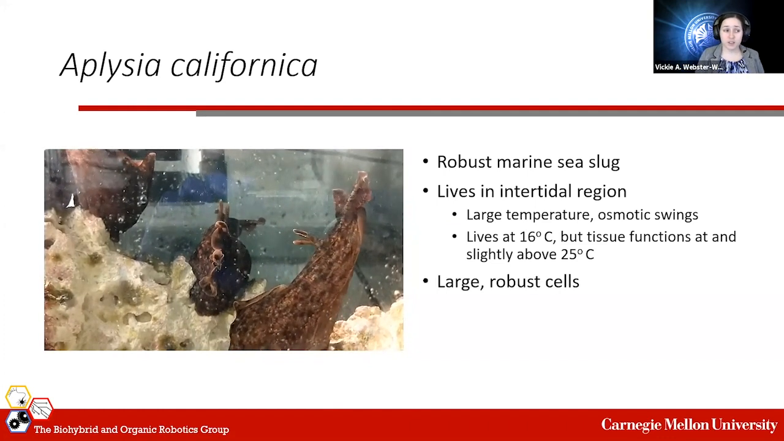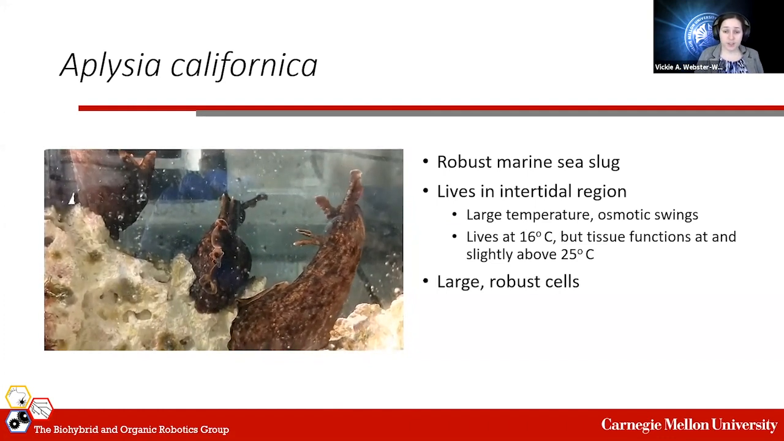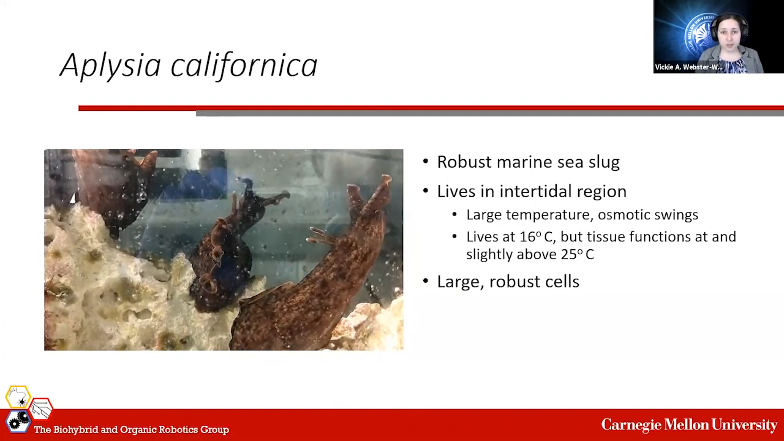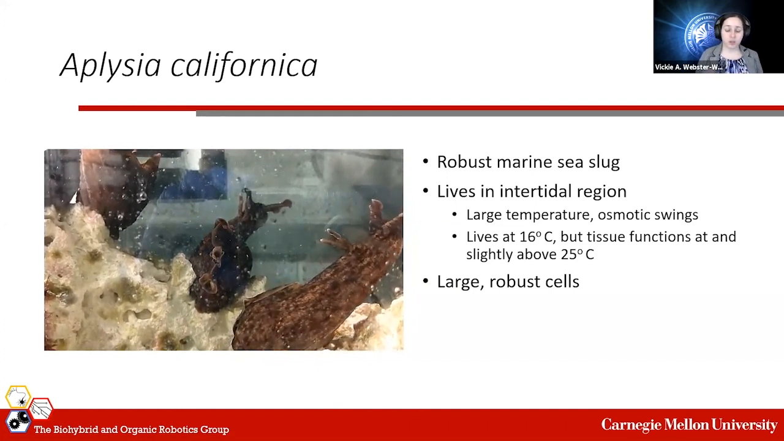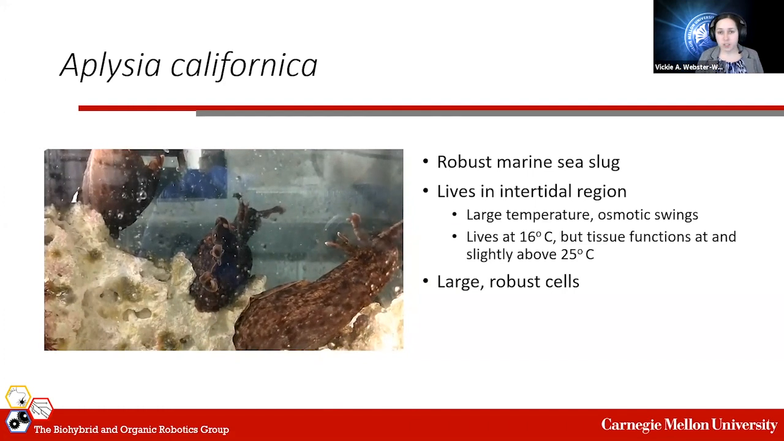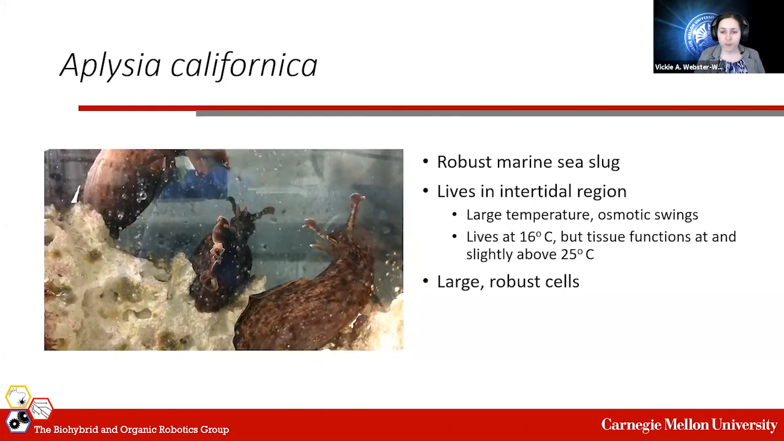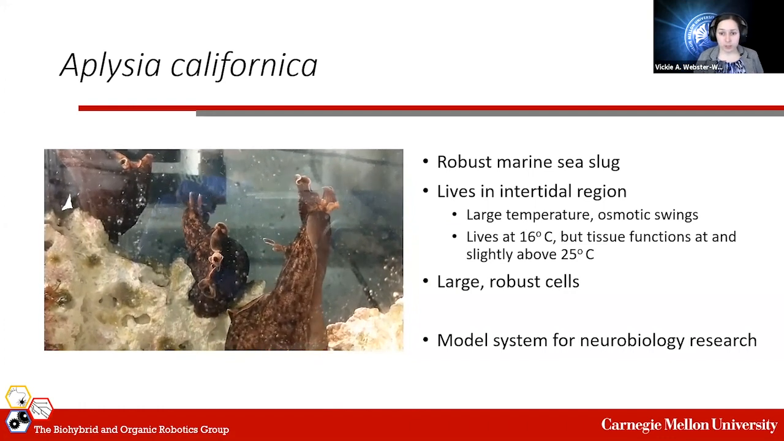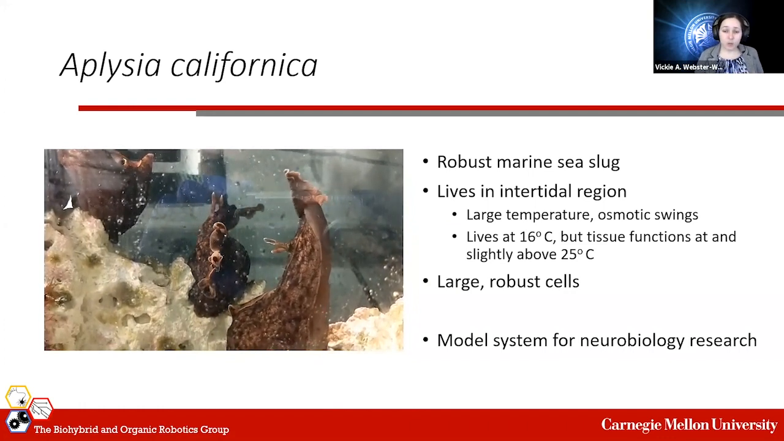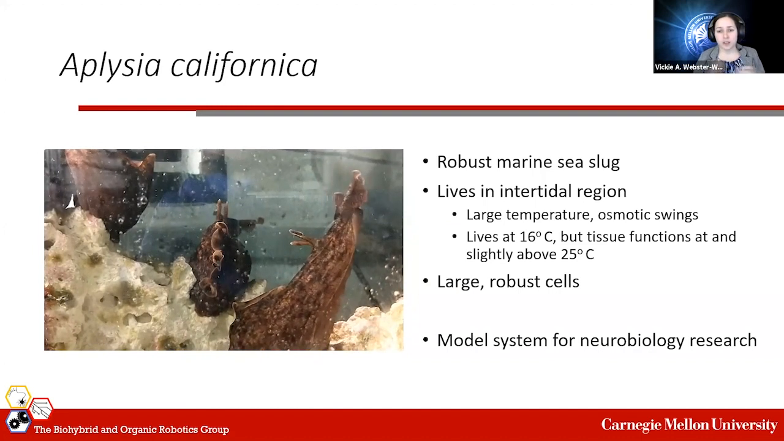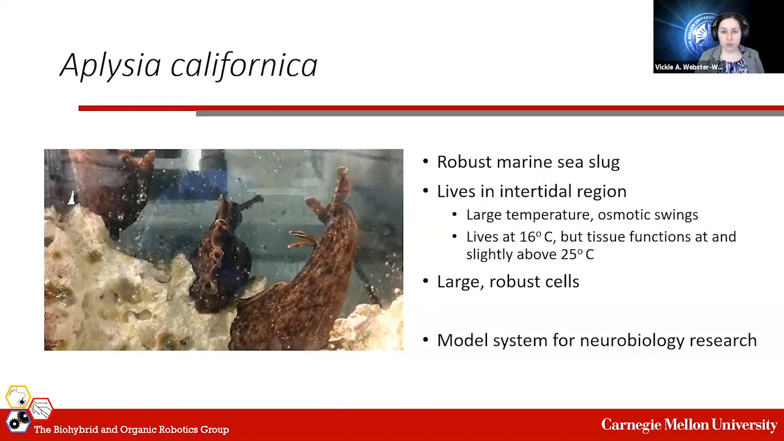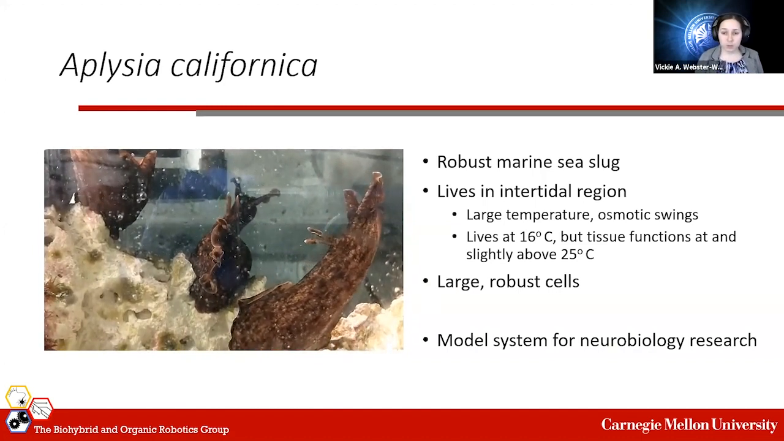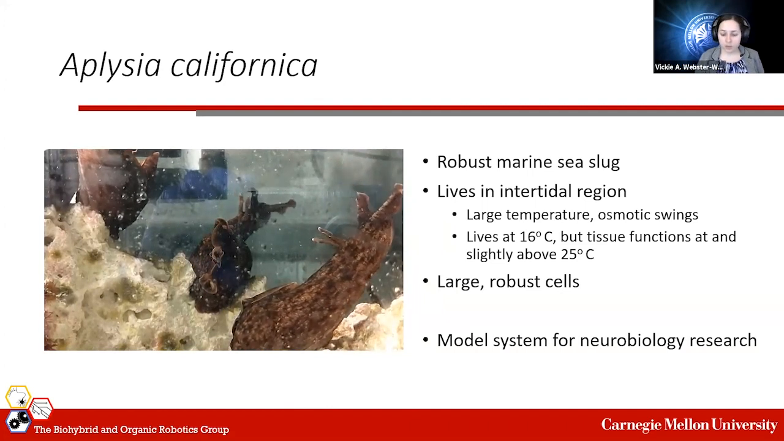And in addition, they have very large, robust cells. So both their muscle cells and their neurons are very large. You can see individual neurons under just a standard stereo microscope, which makes them an excellent model system for neurobiology research. And this means that we know a lot about the anatomy of the sea slug, about the neuromuscular system, and this helps us reduce the number of animals that we need for a given experiment.